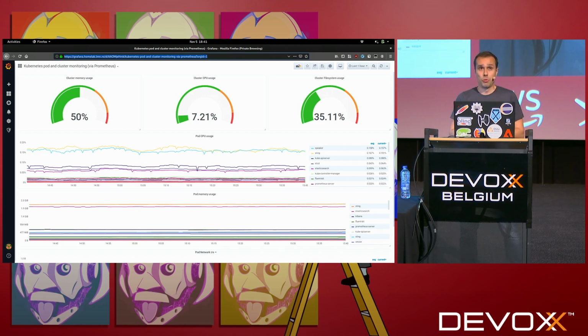This is one of the default dashboards for Grafana, slightly tweaked, so you can have a very good overview of your Kubernetes cluster, memory, CPU, disk usage. You can have both global entries and then individual usage per pod.